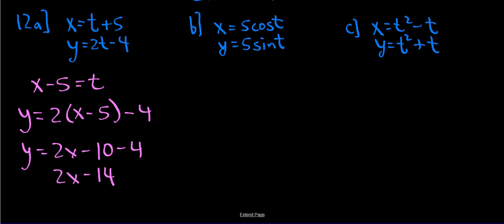Here we have a circle. We recognize that's a circle immediately. So this is x squared plus y squared equals 5 squared, 25.